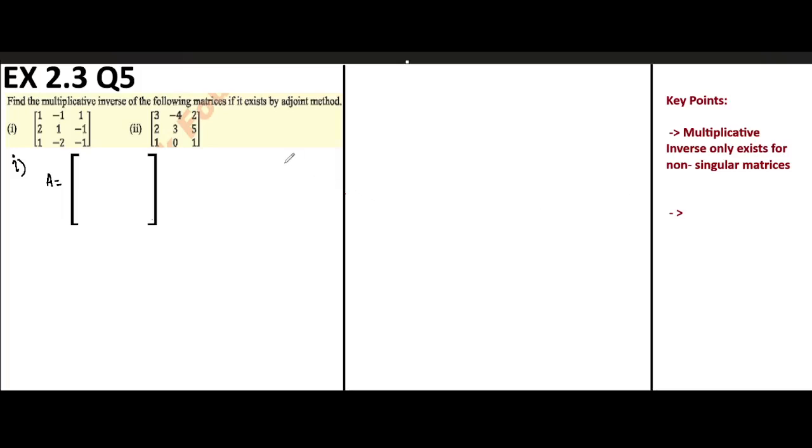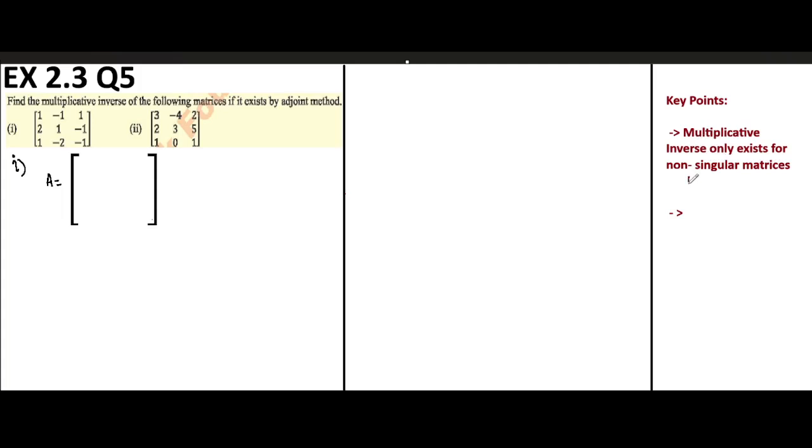Bismillahirrahmanirrahim. We are going to start question number 5, which says find the multiplicative inverse of the following matrices if it exists by adjoint method. Now, if it exists, how do we know that its inverse exists or not? We can know it because multiplicative inverse only exists for non-singular matrices.